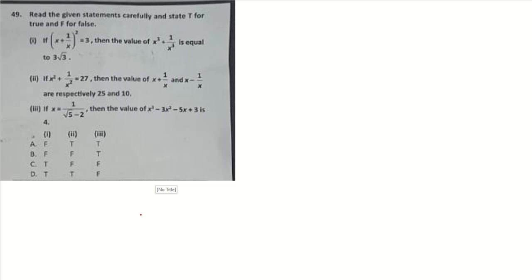Read the given statements carefully and state T for true and F for false. Alright. The first one, if x plus 1 by x whole square is 3, then the value of x cube plus 1 by x cube is equal to 3 root 3. This is again the same concept. First, you will take the root of both sides. So the square will be cancelled with the root. And so x plus 1 by x is equal to root 3. Now we do again the same thing.